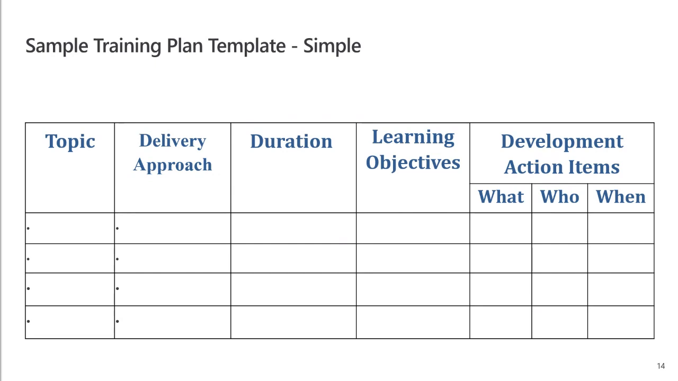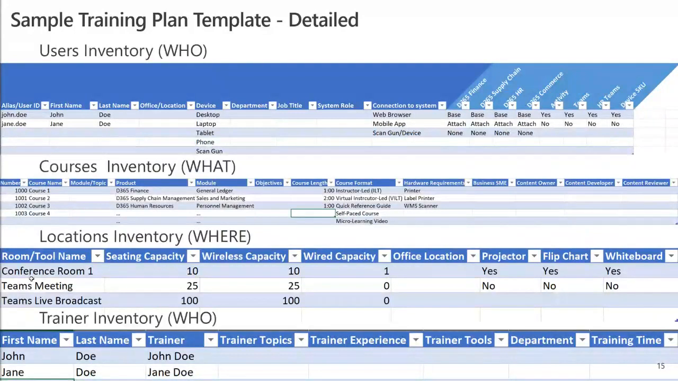When you first start, you might keep it very basic and just have some topics listed out with a delivery approach, a duration of how long it's going to be, along with some learning objectives. And for your development action items, you might document the what, the who, and the when. This is a very basic plan, and it's a good starting point, but as you get further along in your project, you're likely to need a lot more detail. That's where the detailed sample training plan comes in.